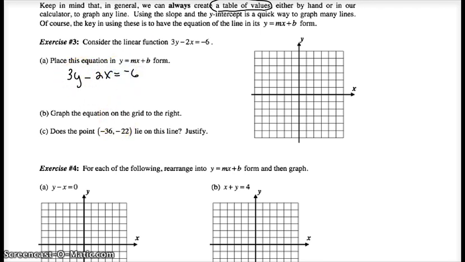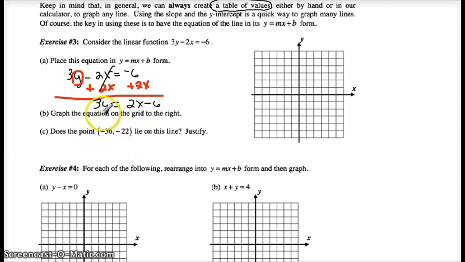I'm trying to get y alone. Here's y. That's going to stay. Everything else has to go. I'm going to add 2x to both sides because I want to use my inverse operations to get everything on the other side of the equal sign. So that's going to be gone. That's going to be 3y equals 2x minus 6.